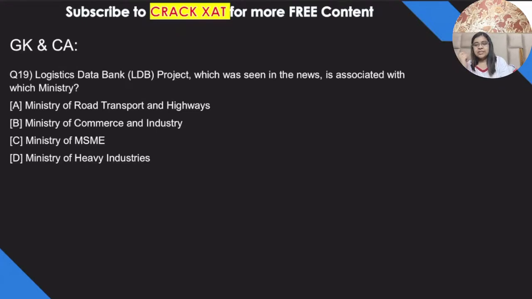Shivam says Punjab has enough of tractors. Anshul has started answering. Hi, Anshul. Logistics data bank project which was seen in the news is associated with which ministry? Data bank, logistic data bank. What are your guesses on it? Road transport, commerce industry, MSME, heavy industry.